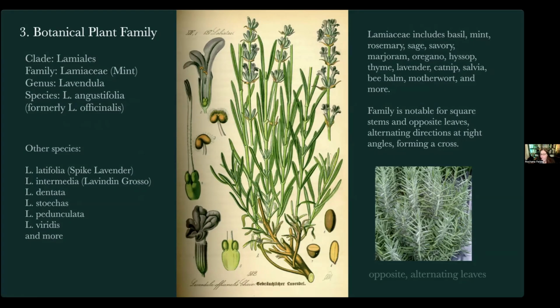I wanted to point out too that in the way the leaf structure is here, in addition to those square stems, they have these opposite leaves in these right angles that kind of look like a cross when you're looking down on it. Don't have a picture of that angle, but this hopefully gives you an idea.